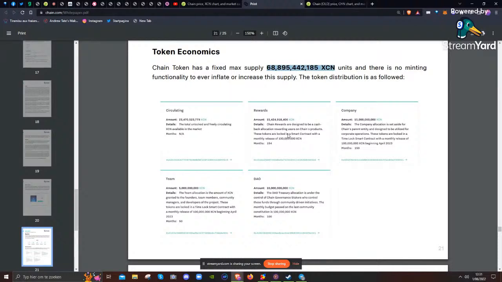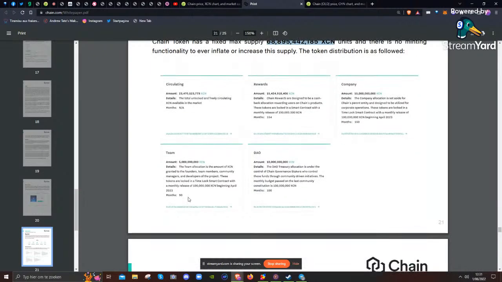Chain rewards are designed to be a cashback allocation rewarding using Chain products. Those are rewards. That's the amount being held by the company, 15 billion coins. Team 5 billion, so company and team is about 20 billion they're holding in hand. Amount 10 billion as a DAO. These three are the same. That's why I always mention keep a close eye on tokenomics. Some things might be shady. And what do I see here?